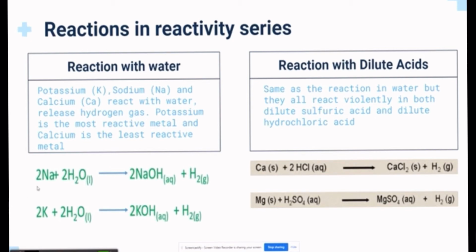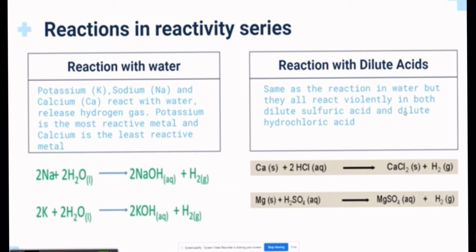The examples here are the equations of alkali metals reacting with water and releasing hydrogen gas. The first one is calcium reacting with water and the second one is potassium reacting with water.